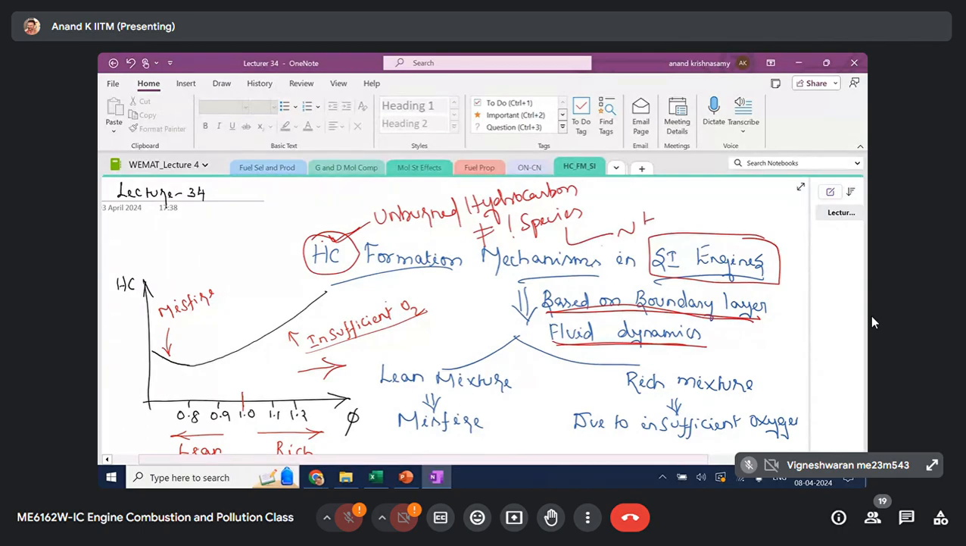Rather, you have around 400 species emitted from internal combustion engine, both SI and CI engine. It's a multi-component mixture. This mixture, everything put together, is what we are referring to as unburnt hydrocarbon. It's not one species like CO or NO. Rather, it's a mixture of species, and the number may be as high as 400 species. Why do we have such a large number of species? Everything put together is what we collectively call HC.